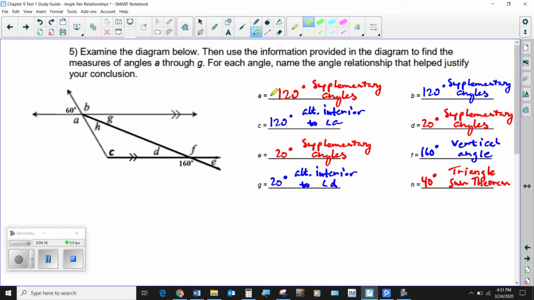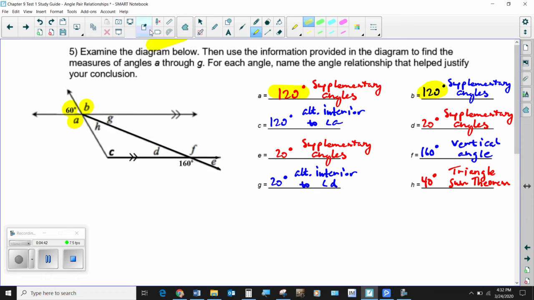Okay, so first of all, angle A. Angle A is supplementary to a 60-degree angle, which means they have to add up to 180 degrees, so this must be 120 degrees. I could then go to angle B and say, well, since they're vertical, they also have to be 120 degrees, but then B is also supplementary to 60 degrees, so you could say that as well. There's different ways to prove that this is 120 degrees.